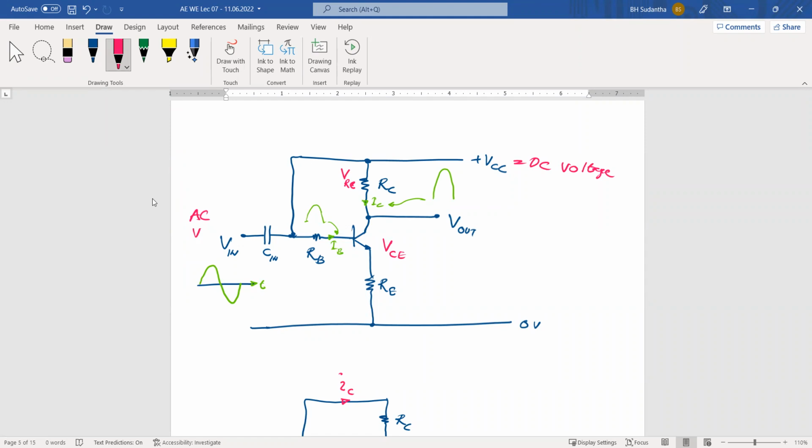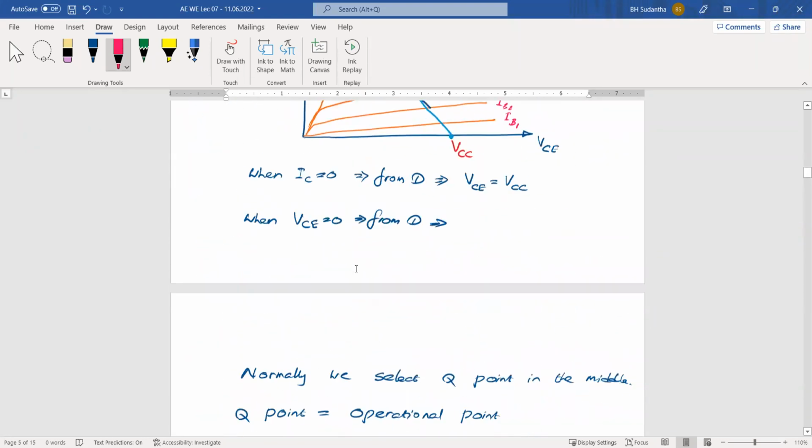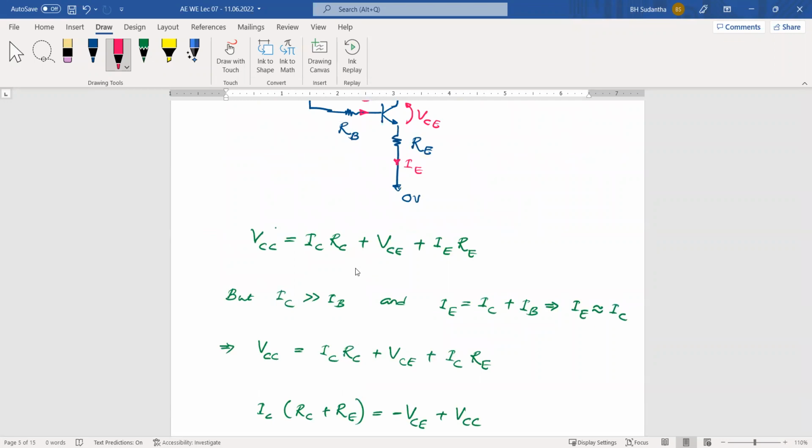What about VRC? VRC is also increased. But when we increase VRC, VCC is fixed. To balance that out, how can we balance it? VCE should be reduced. You can see this equation: VCC is fixed, ICRC is increasing, but VCC is fixed. Then what should be reduced? VCE should be reduced. When ICRC is increasing, this should be reduced. Otherwise, how can we balance this? Because VCC is a fixed value.